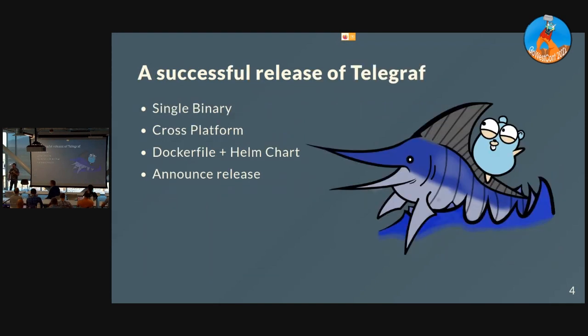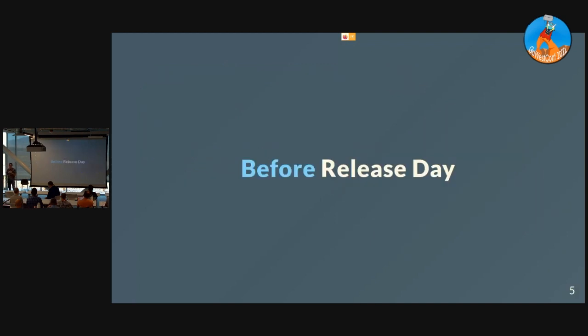At the end of a release date, what we're looking for is a single binary for multiple platforms. We support 37 different architecture and platform combinations. And then we also need to update everywhere that mentions the old version number and update it with the new number. So we have an official Docker file and Helm charts, and some websites that need to be updated as well. But before the release date, we do a couple of things that I think helps us prepare for the release date that I wanted to cover.